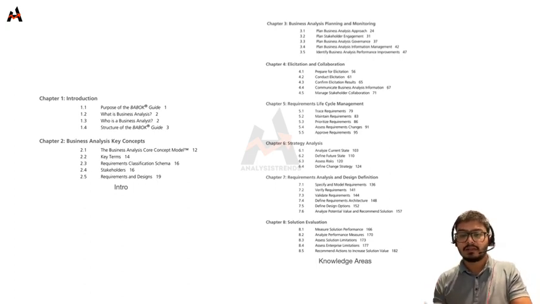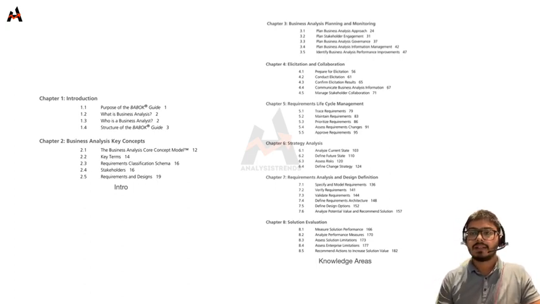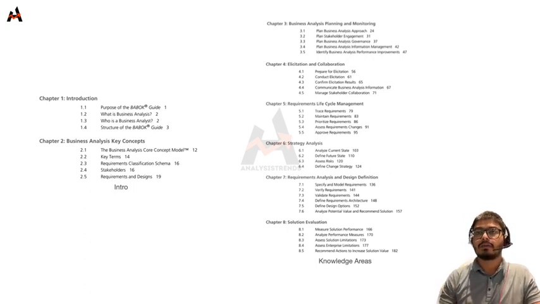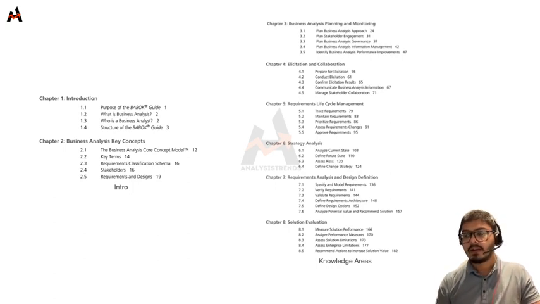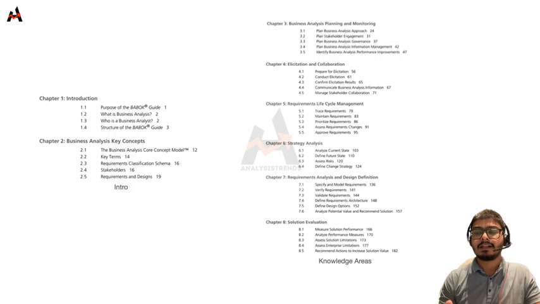Let's move to the next section, that is the knowledge areas. There are six knowledge areas within BABOK: business analysis planning and monitoring, elicitation and collaboration, requirements life cycle management, strategy analysis, requirements analysis and design definition, and solution evaluation. Anyone working as a BA would probably go through all six chapters in their day-to-day life. But the ECBA, which is a very entry-level certification, doesn't need all six knowledge areas in the examination.